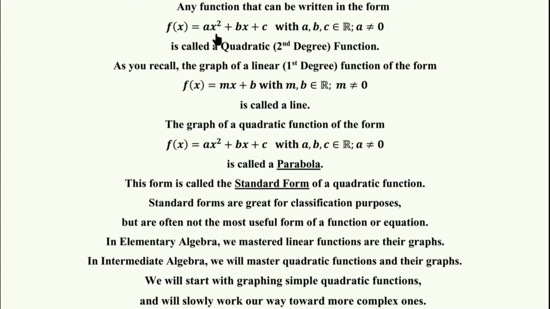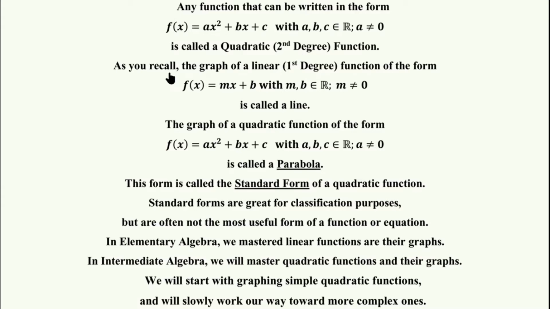It may not exactly be in that form, but if we manipulate it and we can eventually put it in this form, then we consider it to be a quadratic or second degree function. The highest degree term in this function is the square term, so that's why it's called the second degree function as well.